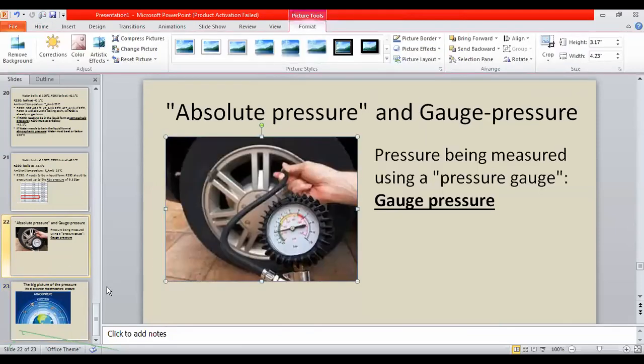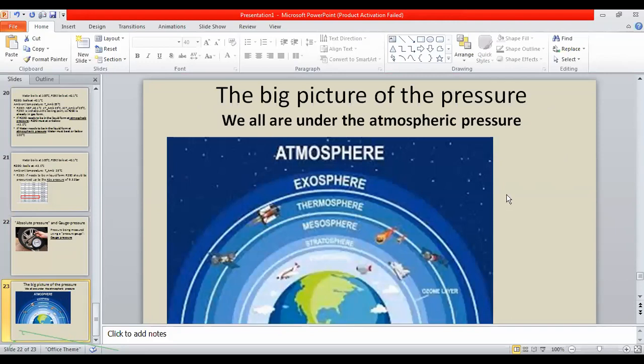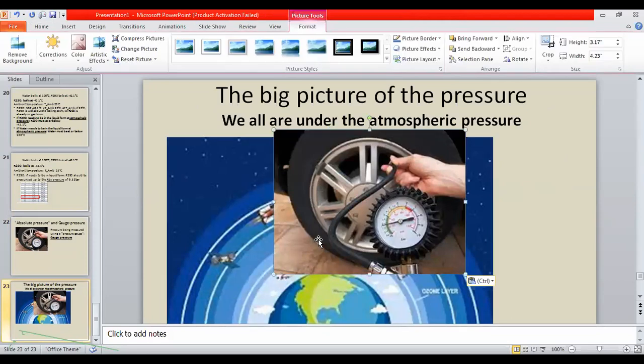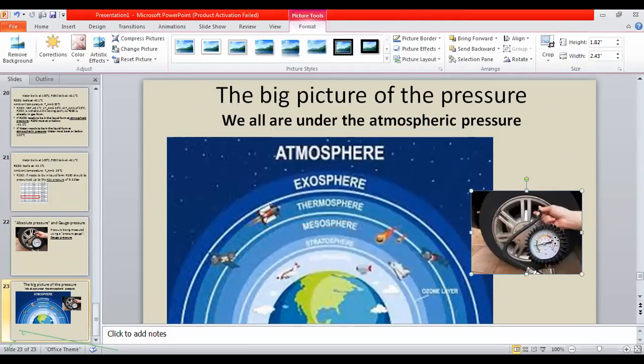So this tire, so this tire, working on the tire.